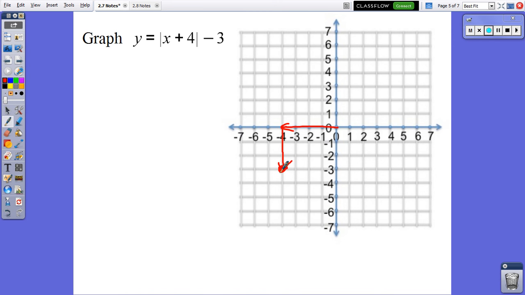And then again, we could look at the slope. So the slope is going to be positive 1 for the right side, negative 1 for the left side. And so we get this V here.